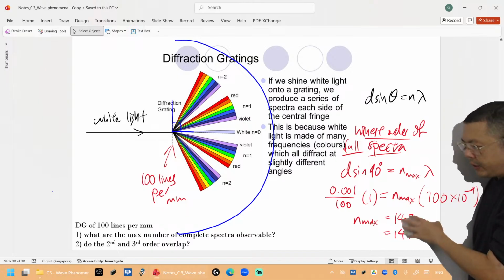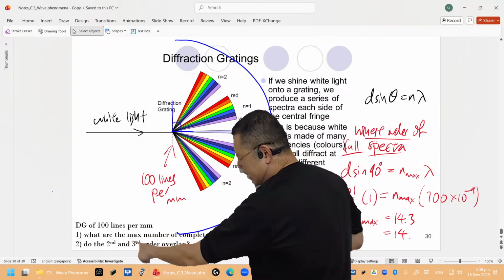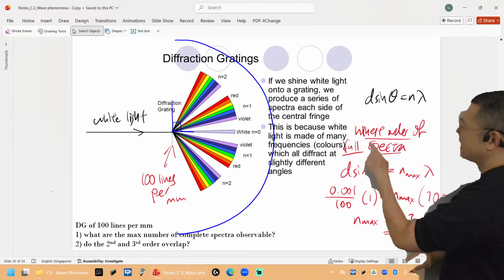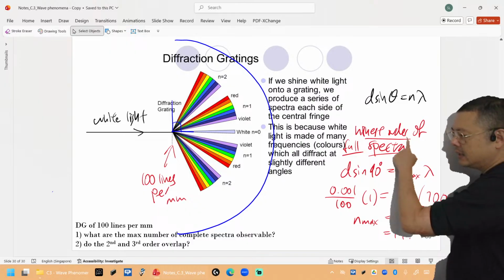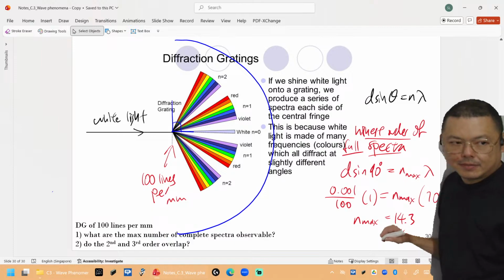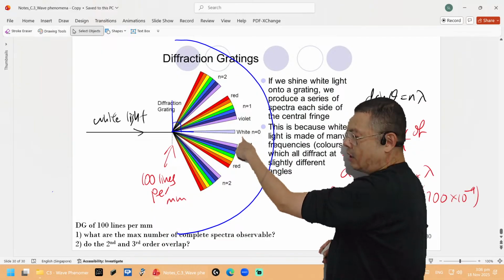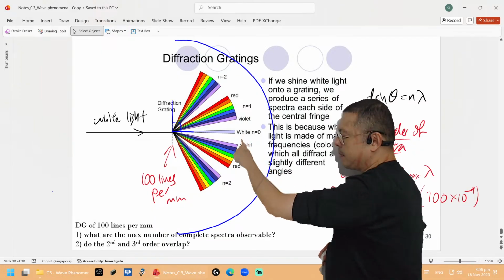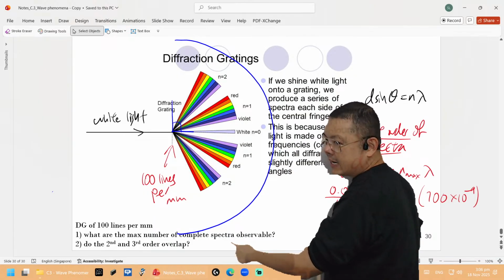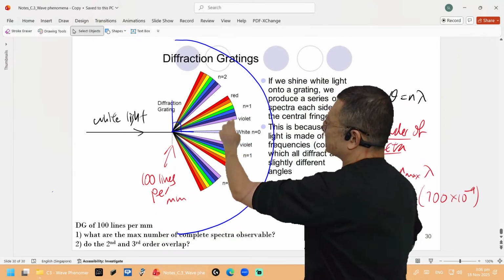Now the tricky bit is that this question here is a different question. What is the max number of complete spectra observable? This question above is asking you for the highest order. This question is asking you for the number of complete spectra that you can see. The one in the middle is not a spectra, but it is a bright fringe. But the question did specifically ask for spectra. If you consider spectra as a rainbow, the one in the middle is not a rainbow. The one in the middle is white. Okay? Spectra is this whole thing here.